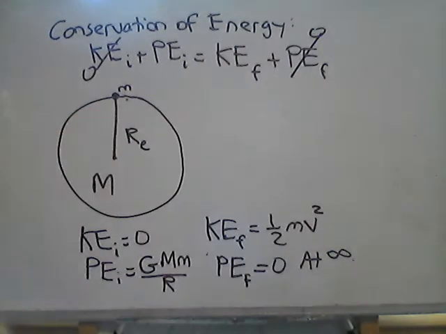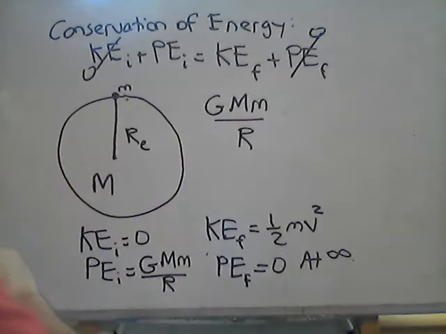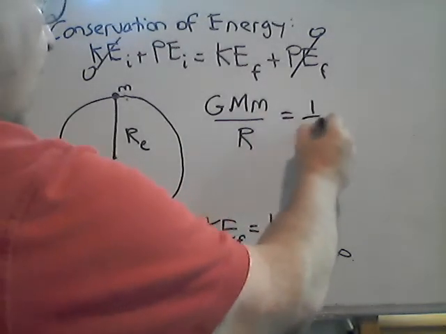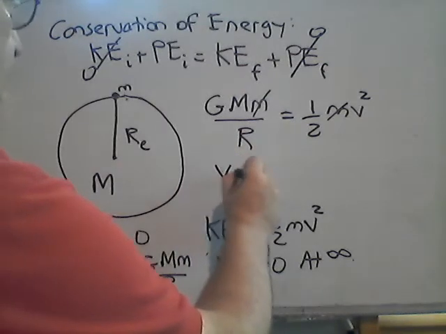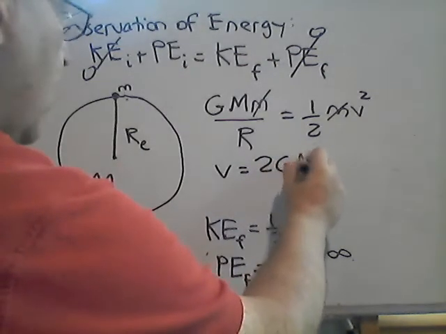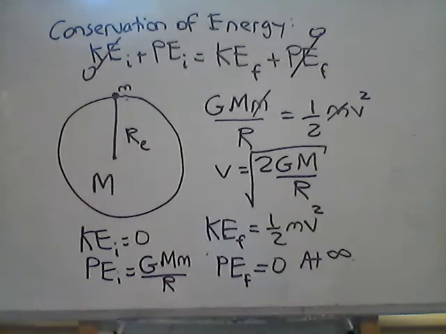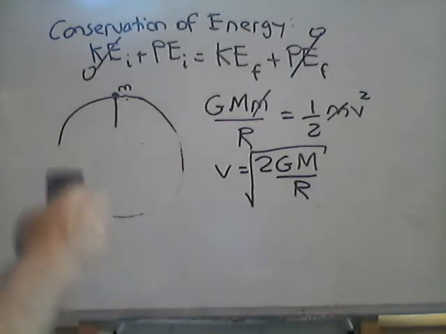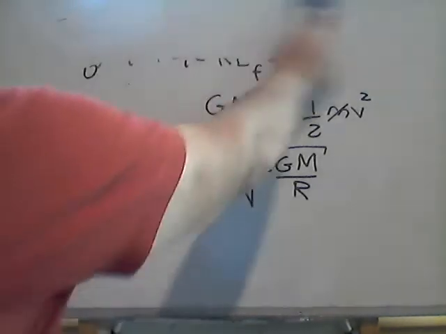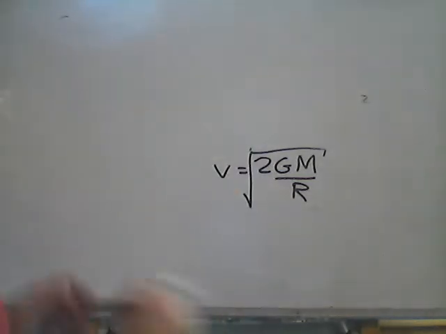So I've got to balance out two things. G cap M little m over R, not R squared, but R, it's energy this time, equals 1/2 little m V squared. I cancel out the little m's, put the 2 across here, 2 cap G cap M over R, and take the square root. What is that speed? That's the escape velocity of an object from a planet. Let's put some numbers in. It's just a simple conservation of energy calculation, but it'll tell you a reason why you have to have such a ridiculously large amount of fuel to get a rocket up.